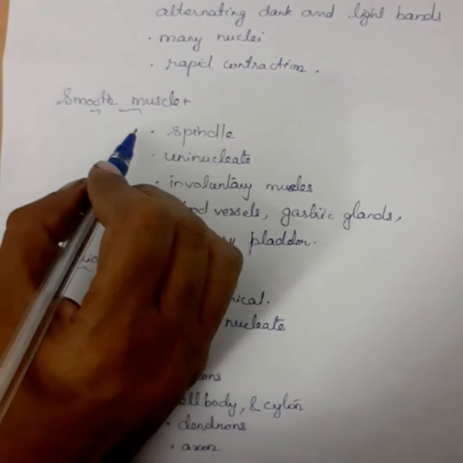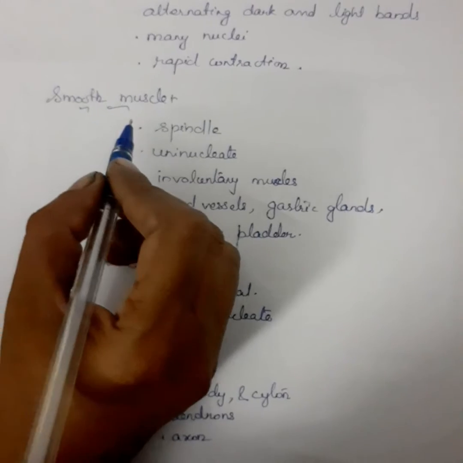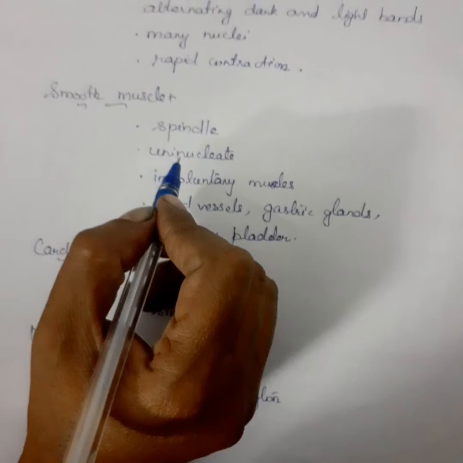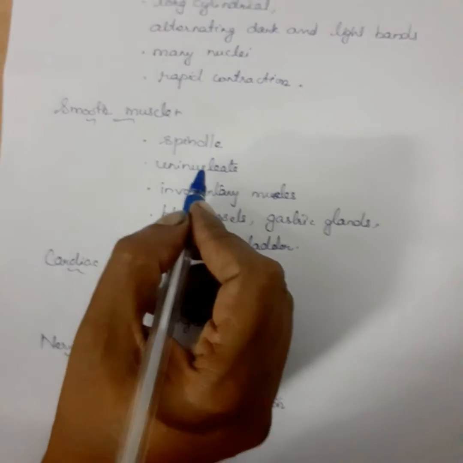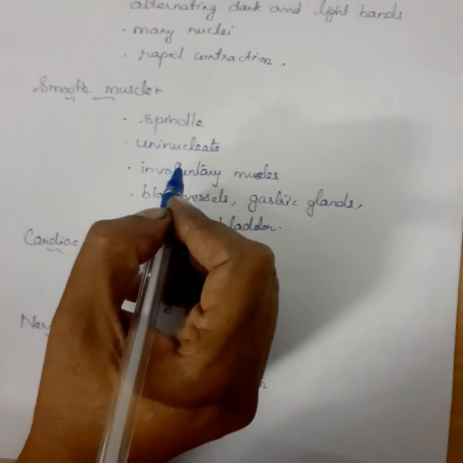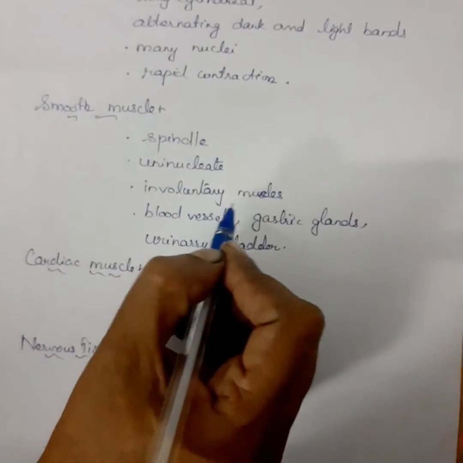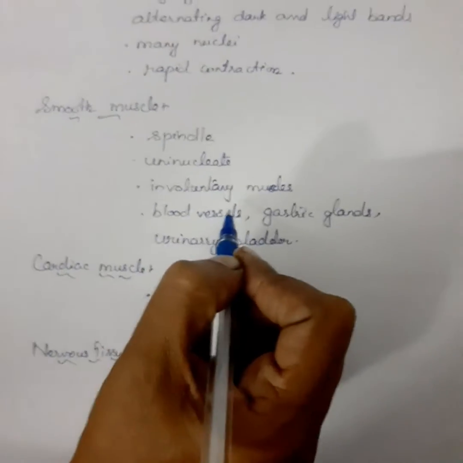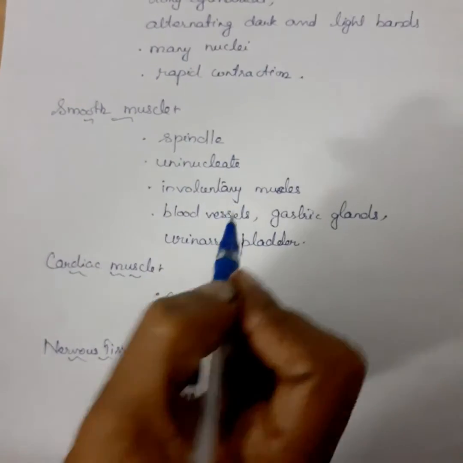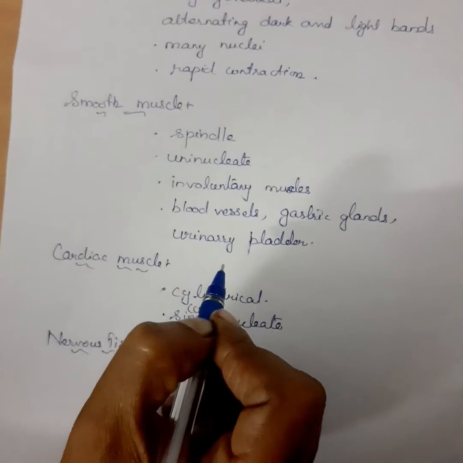Next type is smooth muscle. Smooth muscles are found in the internal organs. They have a single nucleus. These muscles are spindle shaped, and they are not under the control of our will. So they are called involuntary muscles. We see these types of muscles in the blood vessels, gastric glands, intestine, and urinary bladder.